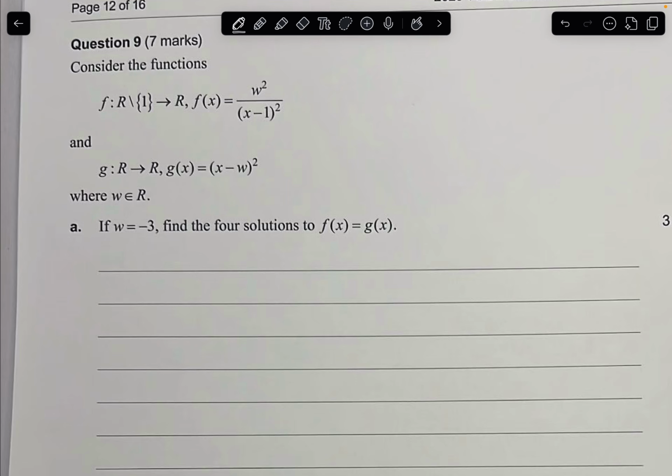Consider the functions, those two functions. W is all real values. If w equals negative 3, find the 4 solutions to f of x equals g of x. So negative 3 squared is 9 over x minus 1 squared equals x plus 3 squared.